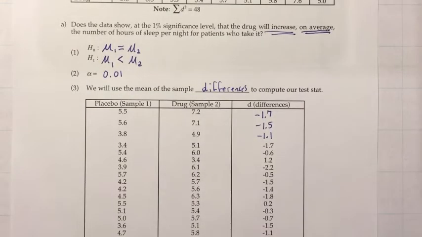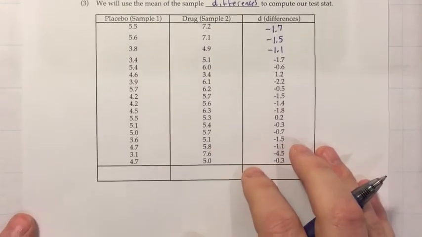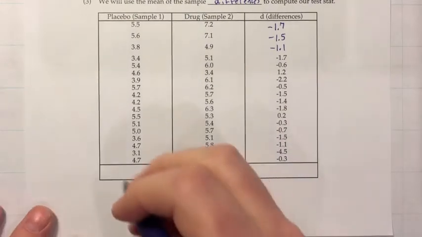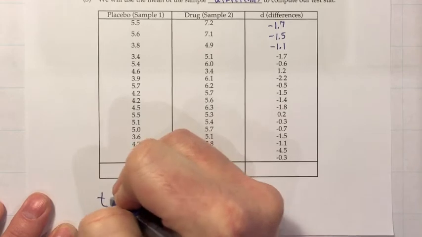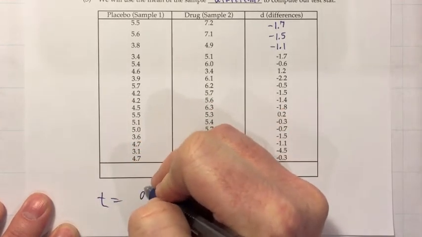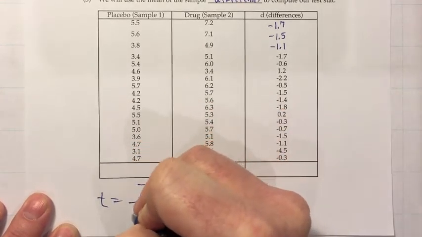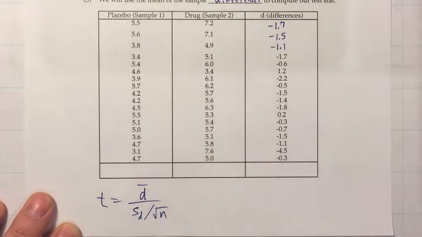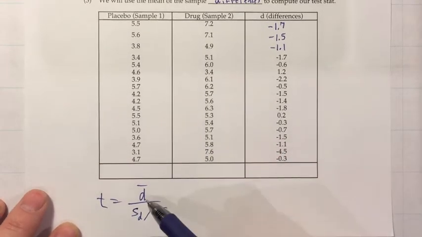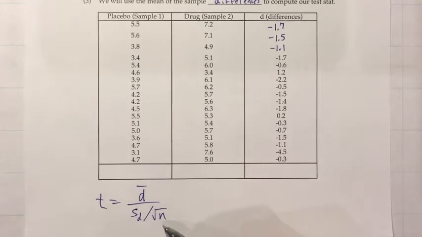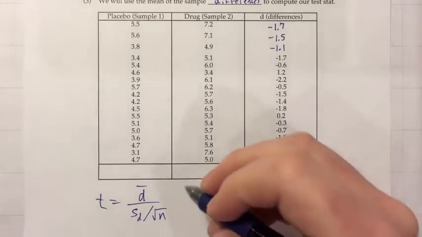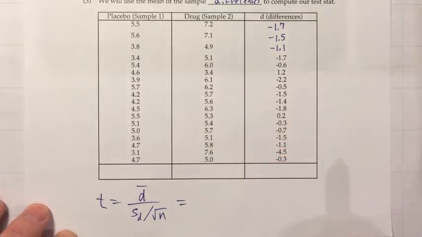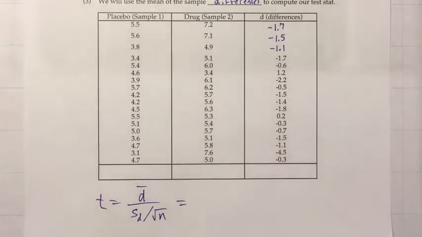All right, so let's bring that into our notes page and say our test statistic is going to be t equals d bar divided by the s of the d's divided by the square root of the n. So what does that mean? It means we need to find d bar and we need to find s d. We already know our sample size is 18. And once we find those things, we can plug them in and we can start doing a hypothesis test that is very similar to what we did in chapter 9.